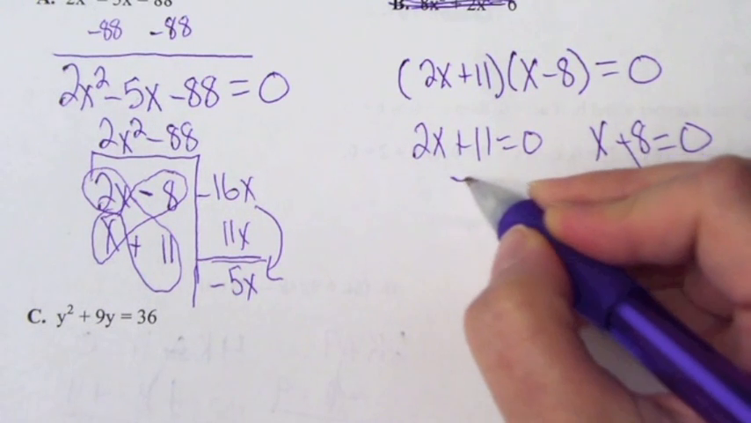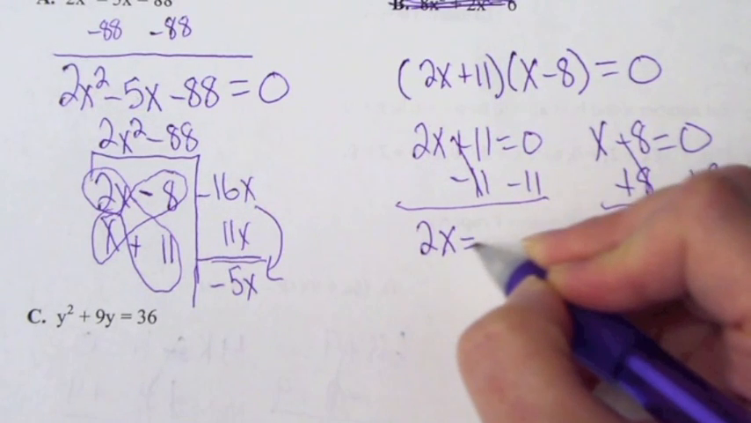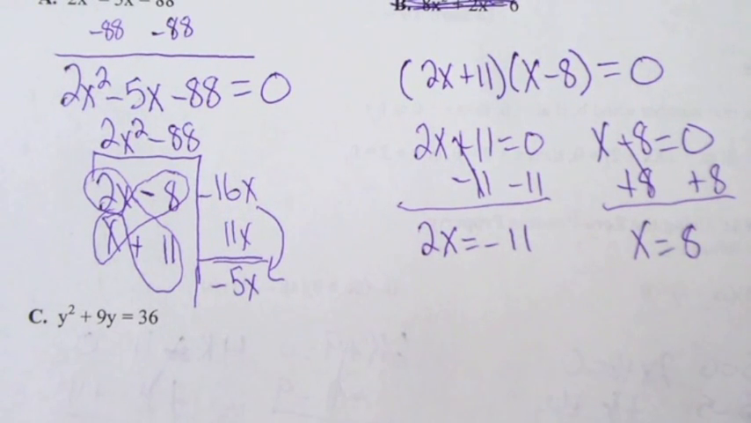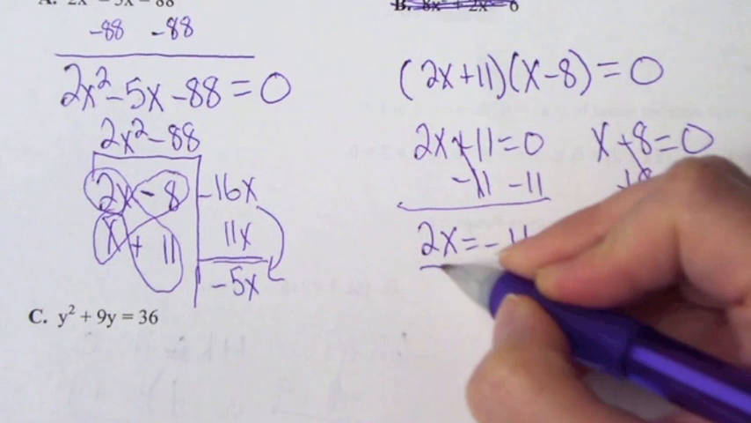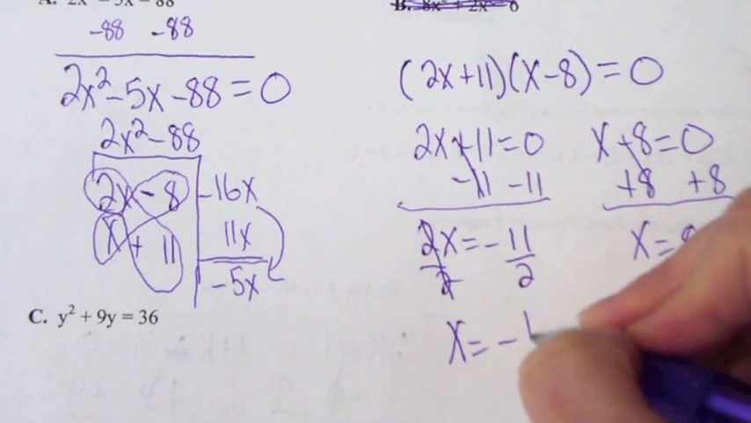On this side, we subtract 11 from both sides, and you get 2x equals negative 11. Divide both sides by 2. We get x equals negative 11 over 2.